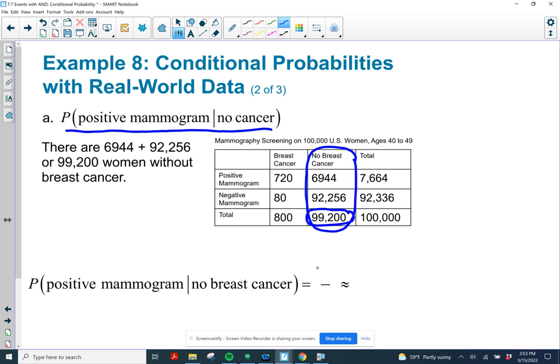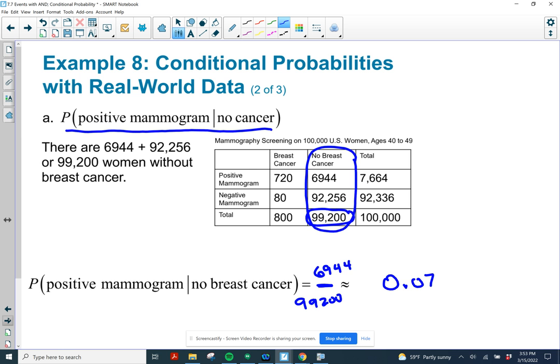So that would be 6,944 out of the 99,200. That's the fraction. Then we'll grab our calculator and do that division to come up with a decimal. So 6,944 divided by 99,200 comes out to exactly 0.07. So a 7% chance. As we said, when we're dealing with conditional probabilities, we're restricting our sample space.